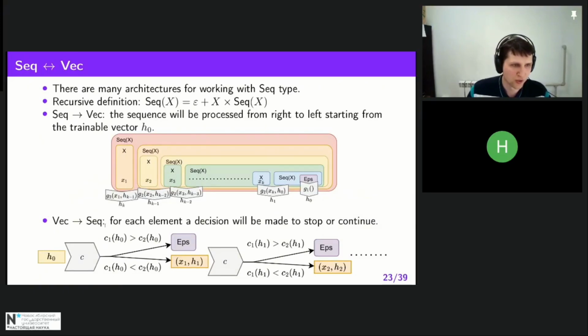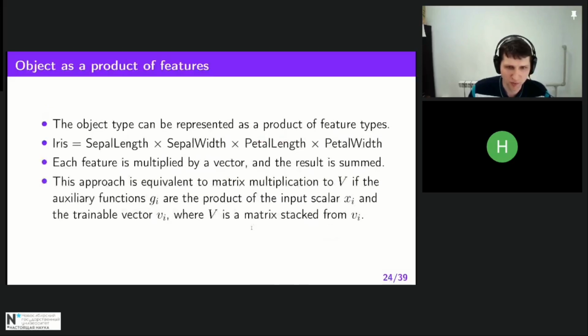The architecture which produces a sequence from a vector will also differ, because in this case, instead of looking at a special end of sequence token, it would ask a question at each iteration: should we stop or should we continue? Of course, by comparing the result of the C function. So this is not C1, C2, this is the C function, and the first dimension, the second dimension.